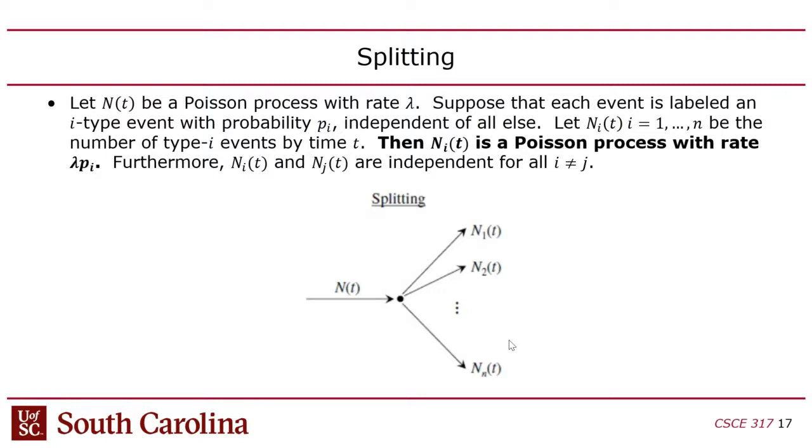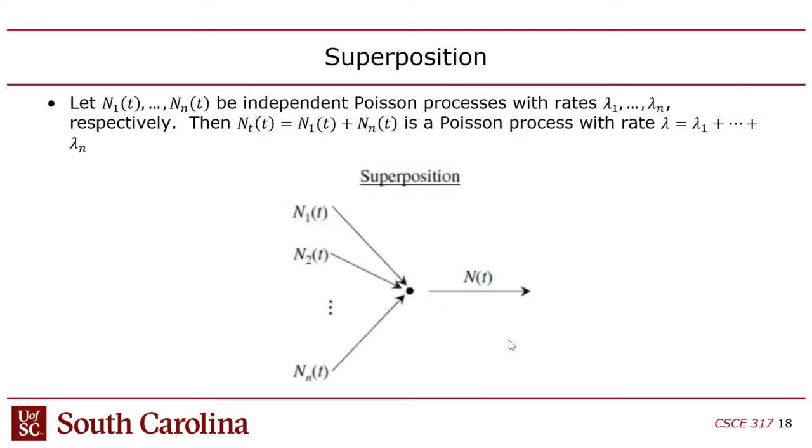In this case, the two processes A and B would be independent. That means the probability of the first Poisson process, A, generating, say, 5 events by time 10 would be the same regardless of how many events you observe being generated from Poisson process B. So okay, the opposite of that is superposition.